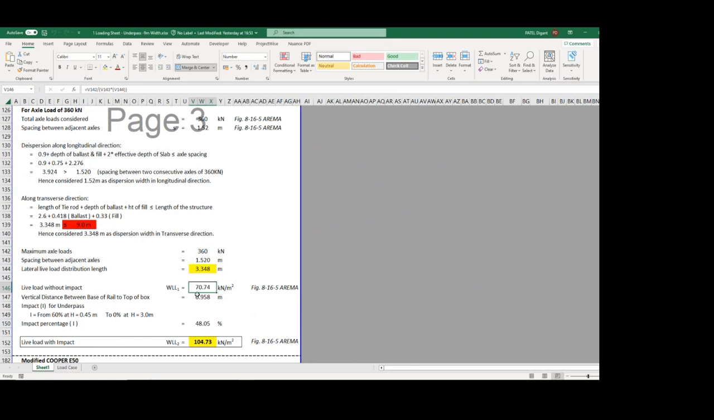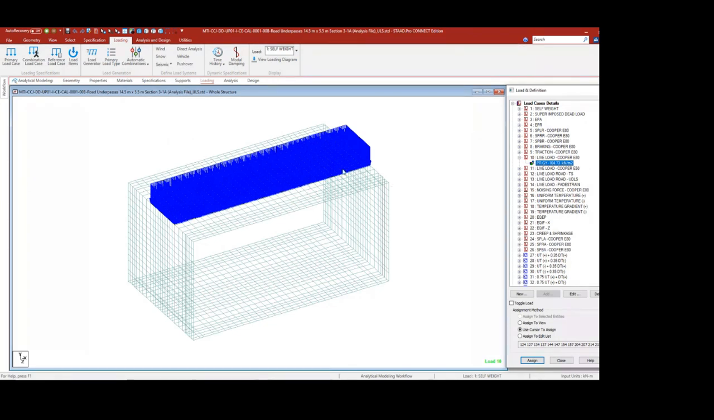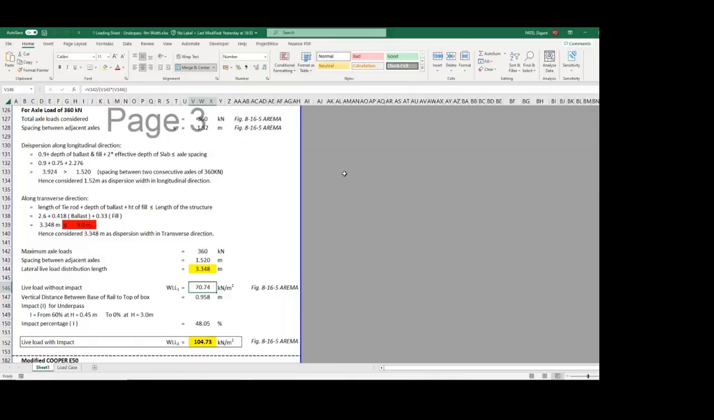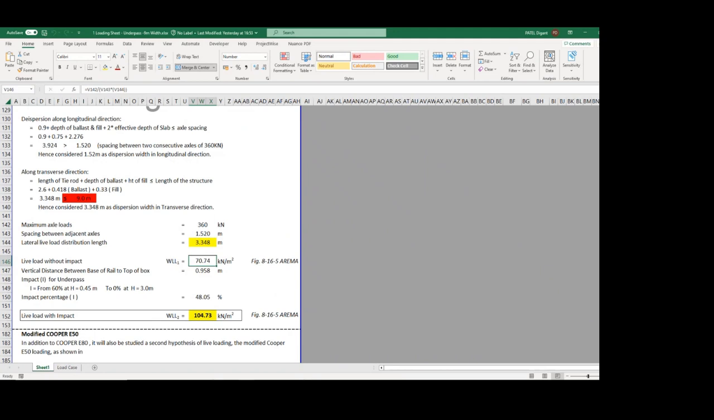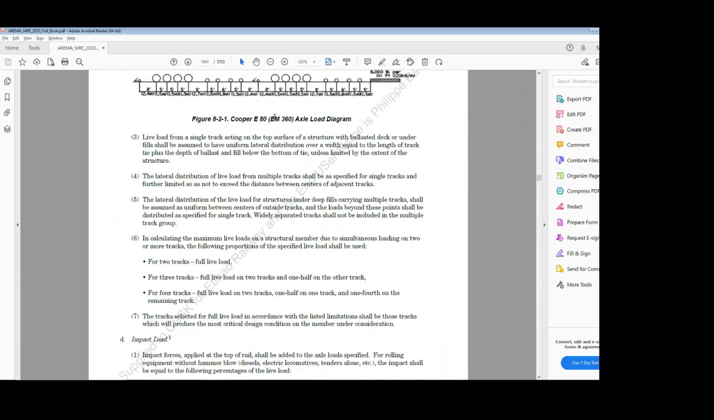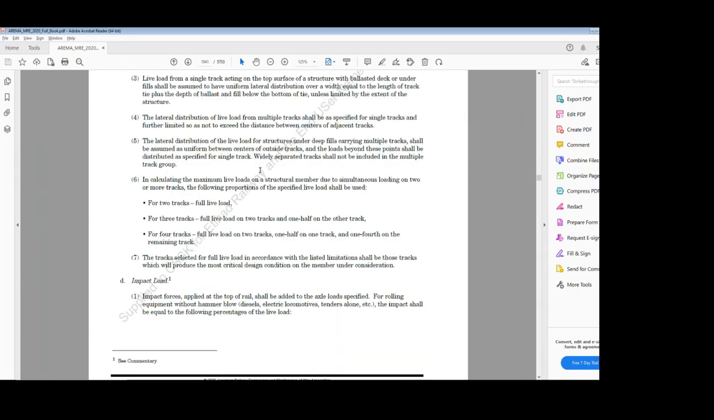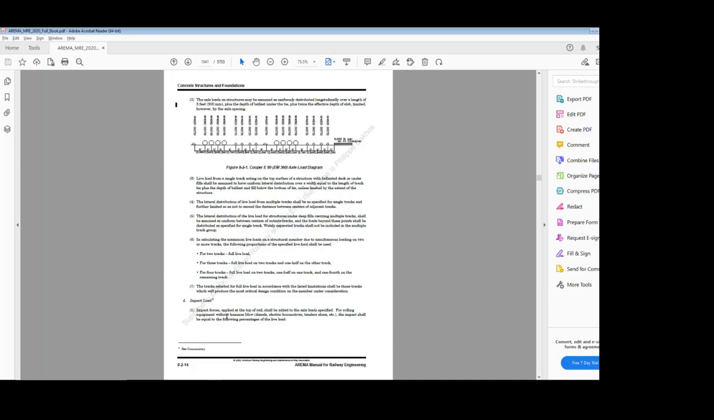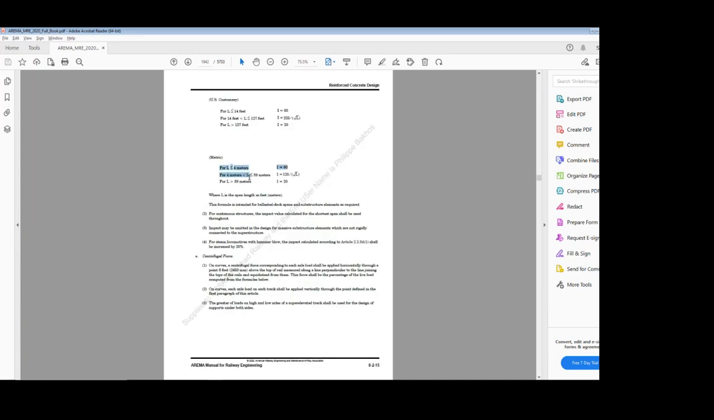Now, as you all know, the train load is a dynamic load, but for this box type culvert or box type structure, we apply it as a pressure load, a static load. So we need to add some additional effect of this dynamic load in the form of impact. In this code, they have specified what impact load should be taken for this live load. We are right now in section 2, and they have given this formula for calculating the impact load.